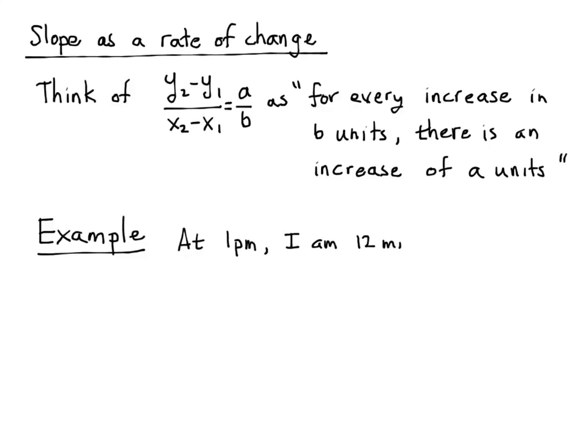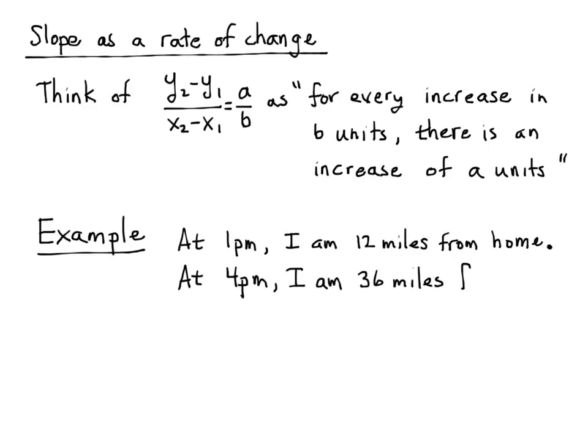So let's look at how we can apply this. At 1 p.m., let's say I'm riding my bike, and I'm 12 miles from home. I'm riding for 3 hours, and so I'm going to note that I'm at 36 miles from home at 4 p.m. All right, so think about the rate of change. When you're talking about the rate of change of a distance and time, you're talking about a speed, right? That's how fast are you changing position? Well, that's your speed. And so I can calculate that as a slope, where I'm going to take my 2 points, x equals 1, y equals 12, x equals 4, y equals 36.